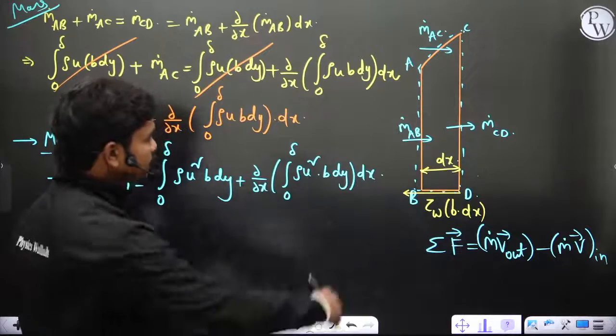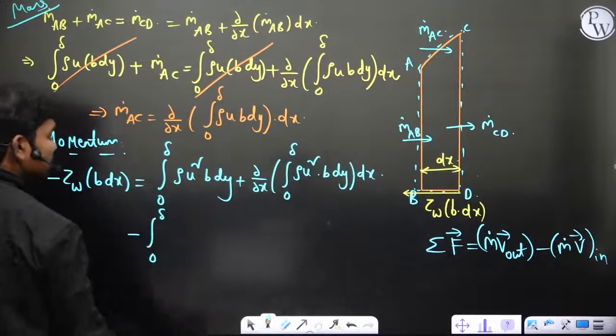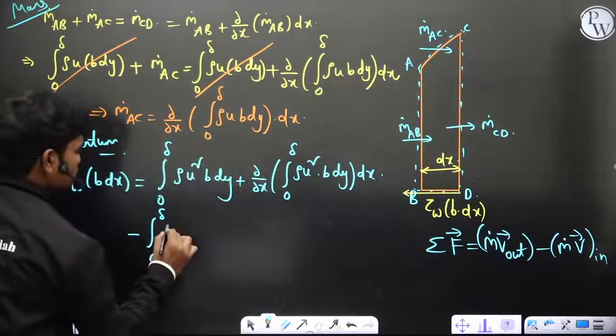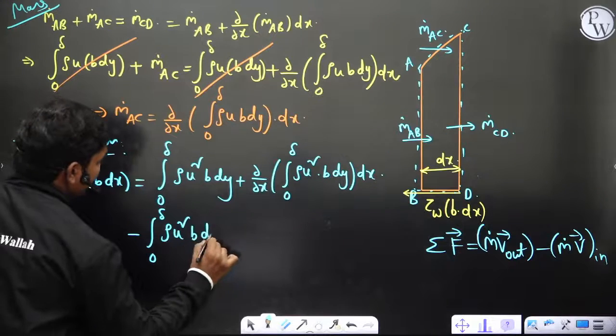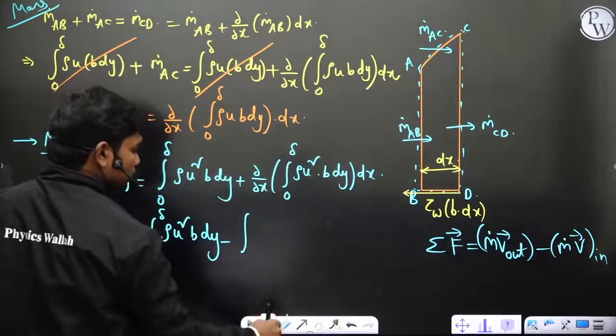Now let us subtract these two things, the mass which is coming in. M dot AB is integral 0 to delta rho u square b dy, minus integral m dot AC into u. So try to understand one thing.